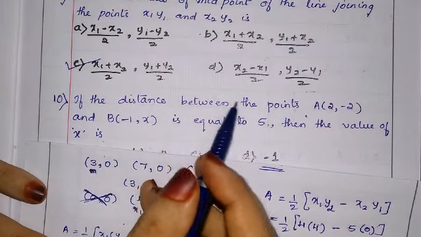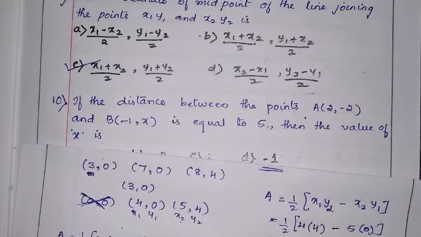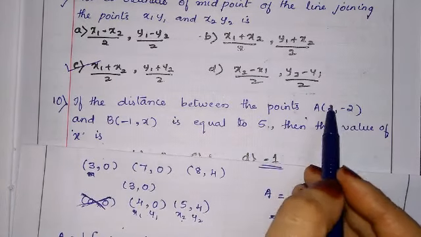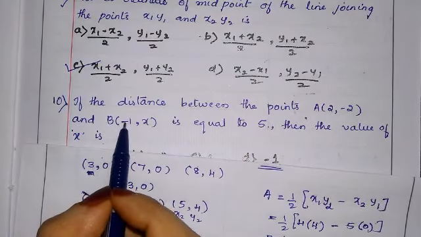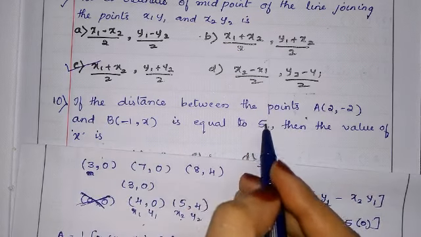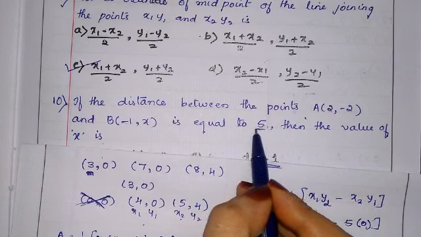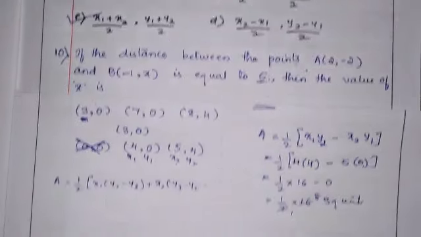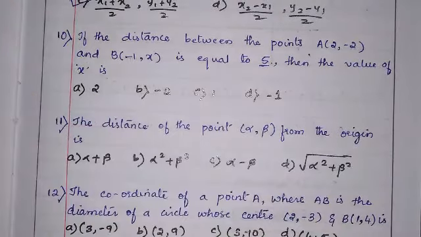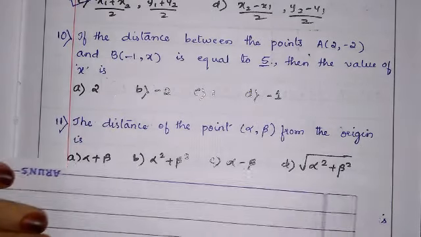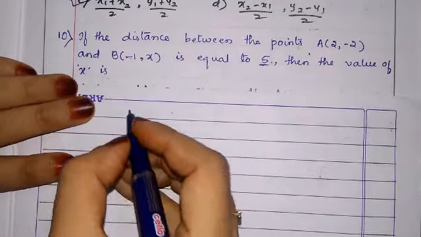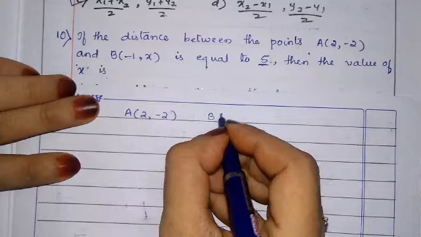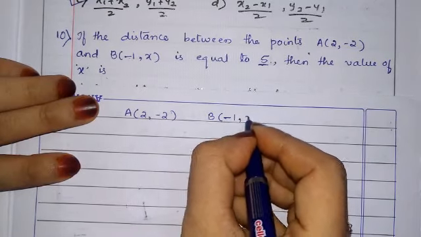If the distance between the points A (2, -2) and B (-1, x) is equal to 5, the distance between these 2 points is 5, then the value of x is. See, this is a bit lengthy problem, but you have to be very quick in solving it. How will you solve? Let me show you here. The given 2 points we will write: A (2, -2), and point B, that is (-1, x).